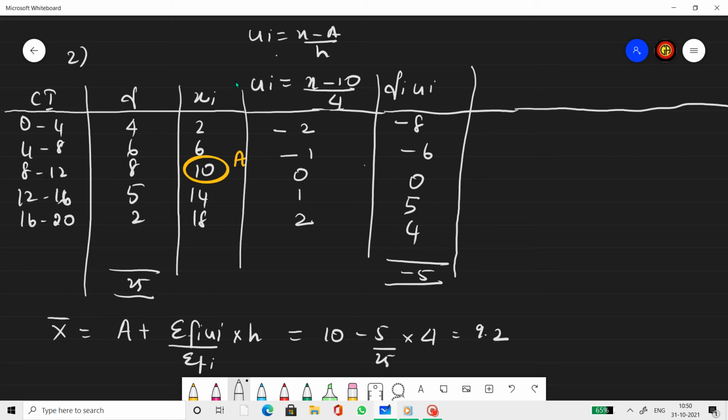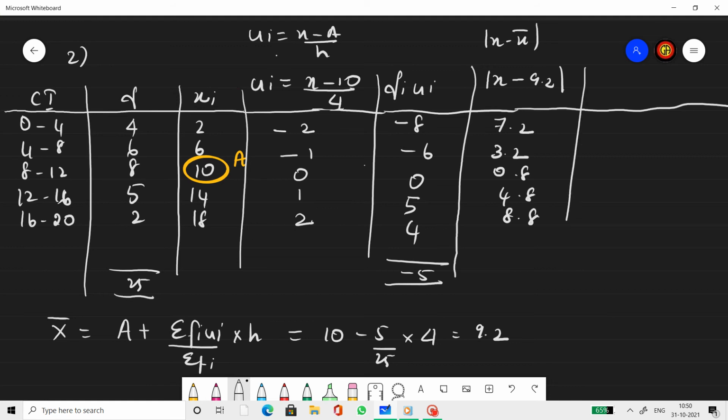For that we need to make a column which is modulus of x minus x bar. X bar here is 9.2. So x minus 9.2. Every x value will be subtracted from 9.2 and the absolute value of that is taken. So 2 minus 9.2 is minus 7.2, absolute value is 7.2. 6 minus 9.2 is 3.2 in absolute value, and so on for everything. 0.8, 4.8, and 8.8.